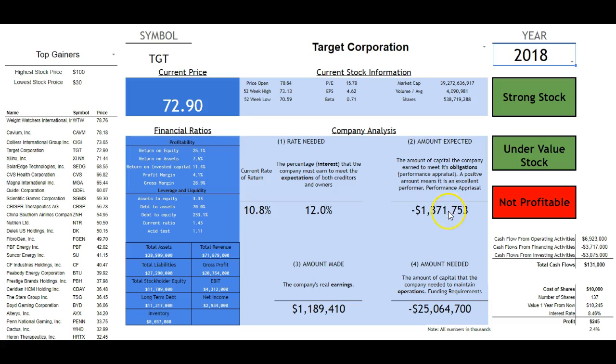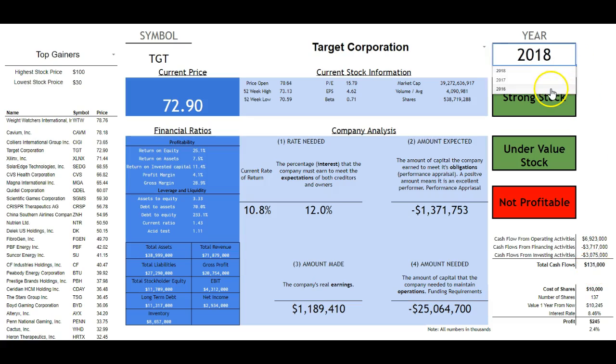The amount expected is only over by a few numbers, not by a lot. They have real earnings. The amount needed is still around the same. And again, the rates are almost the same, within 2 and 3 percentage points. So in 2018, the company was actually, they have positive cash flow. So that's another good sign.